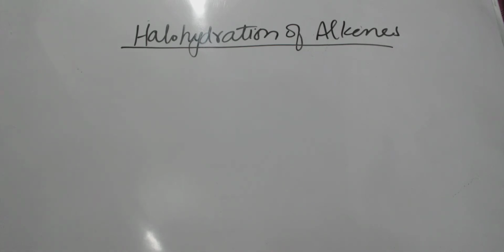Today's topic is halohydration of alkene. Halohydration of alkenes, what does this mean? That is the addition of a halo group, that is halogen, and an OH hydroxyl group from water across the alkene.